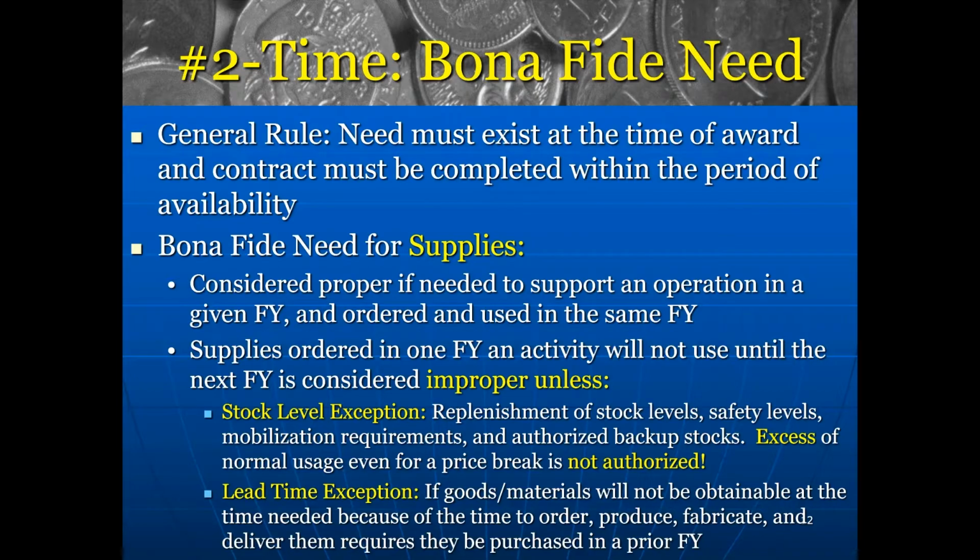Bona fide need for supplies. Supplies are considered proper if needed to support an operation in a given fiscal year and ordered and used in the same fiscal year. Supplies ordered in one fiscal year and not used until the next fiscal year are considered improper unless there's a stock level exception. Stock level exception is replenishment of stock levels, safety levels, mobilization requirements, and authorized backup stocks. Excess of normal usage, even for a price break, is not authorized.